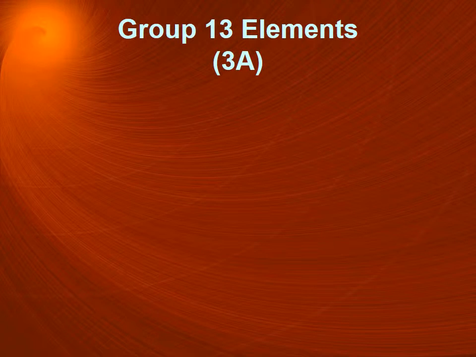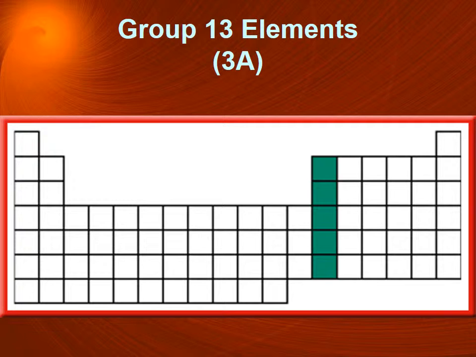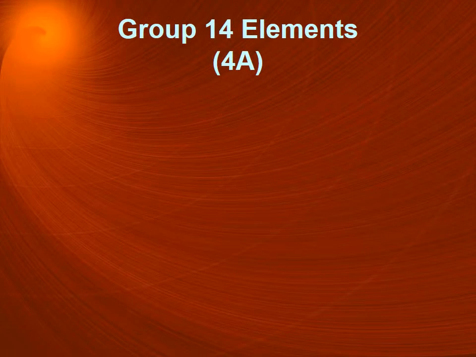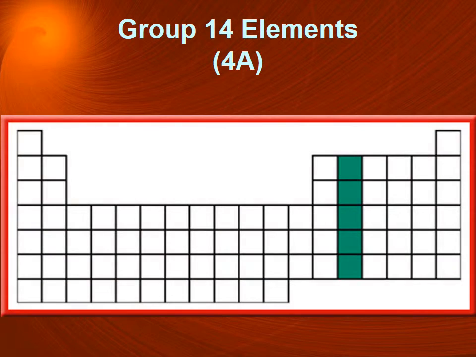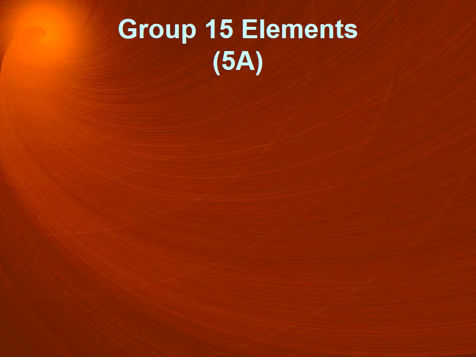Group 3A, located here. Each one of these columns shows very similar chemical properties. Group 4A, sometimes known as the carbon family. Carbon is the first one on the column, and they all respond equally in similar fashion. Group 5A.